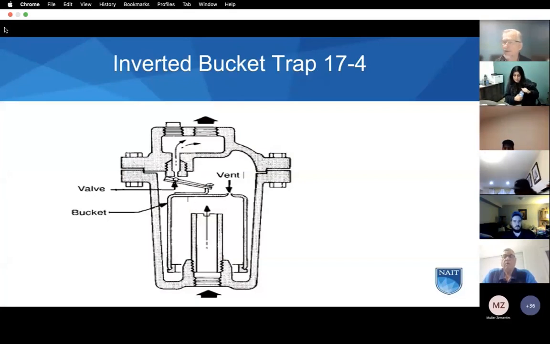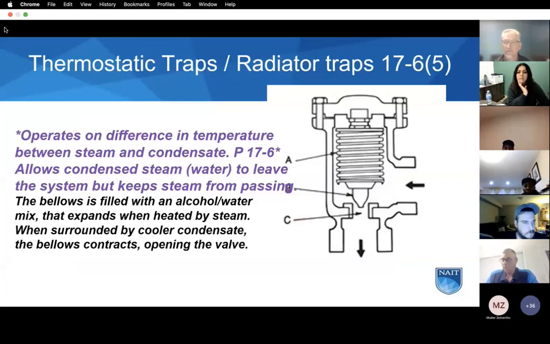Okay, and the inverted bucket works much the same. It floats up and down as the level of the water changes. And there's a video here, but we'll just skip over that one. It's identical.